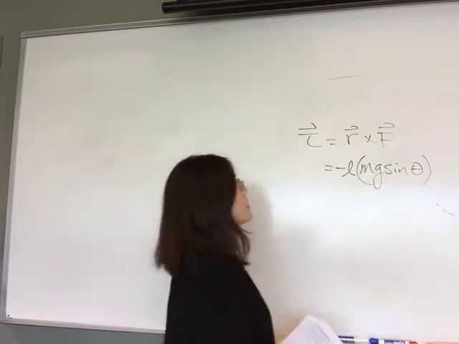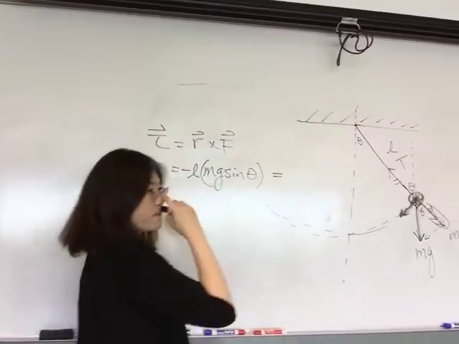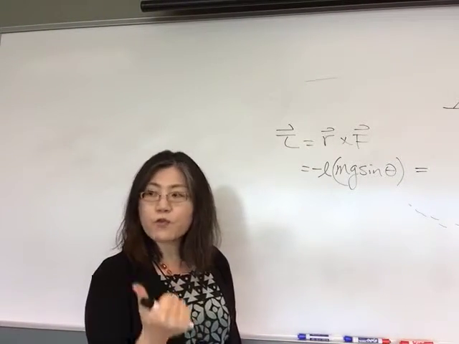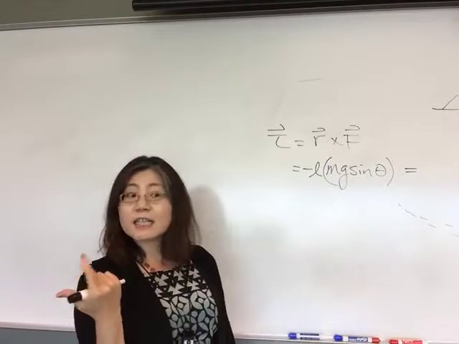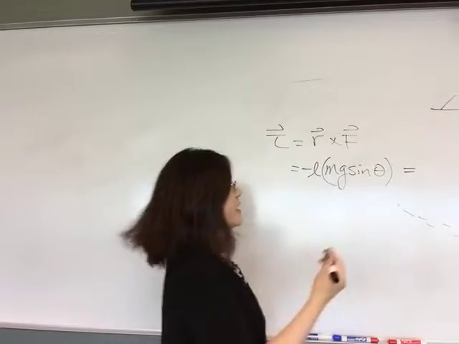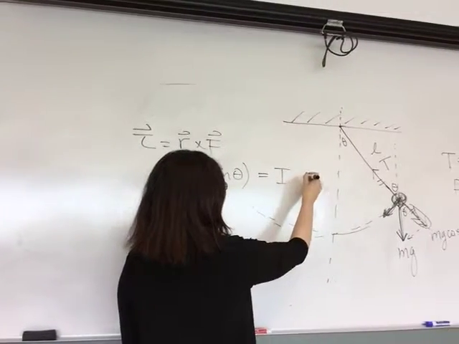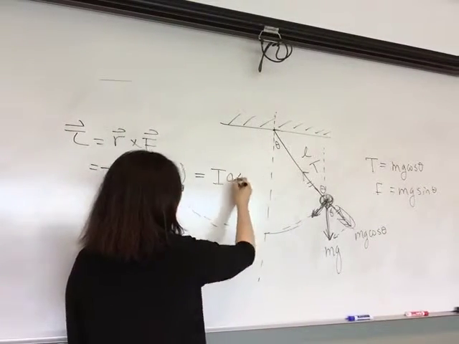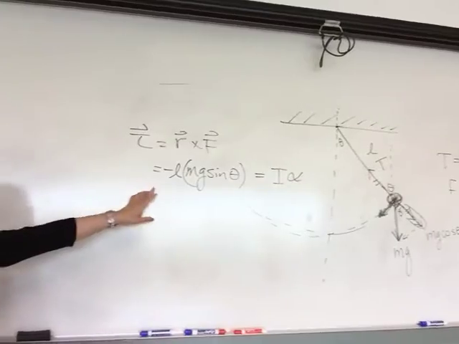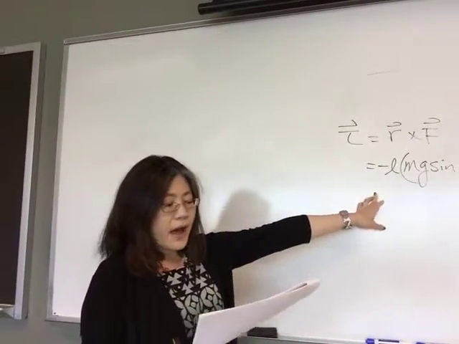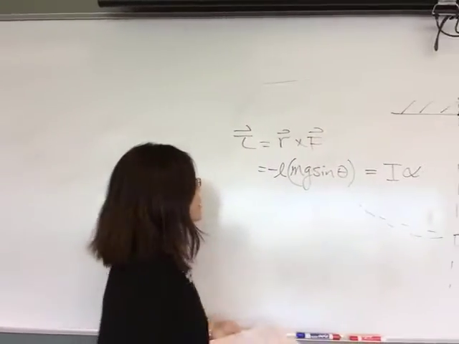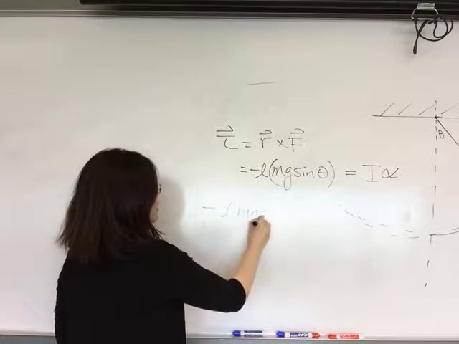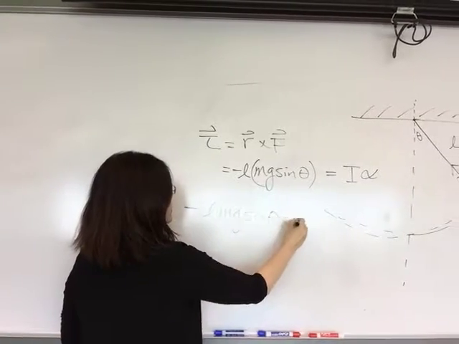So the torque is also equal to what? Torque is equal to R cross F. There's another expression for torque, which is alpha, right? Exactly. So your torque is also equal to I alpha as well. So we have this expression. Let me write it down again: negative L mg sine theta is equal to I alpha.